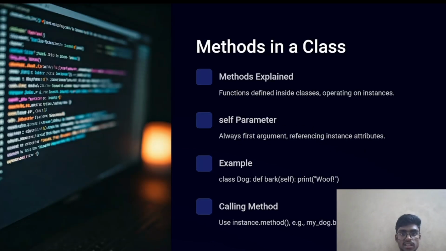Next, methods in a class. The self parameter is explained in an example of calling a method. Now let's look at methods explained. Methods are functions defined inside classes, operating on an instance. The self parameter is always the first parameter, referring to instance attributes. Now let's check one example: class Dog, def bark(self): print woof, calling the method using the instance.